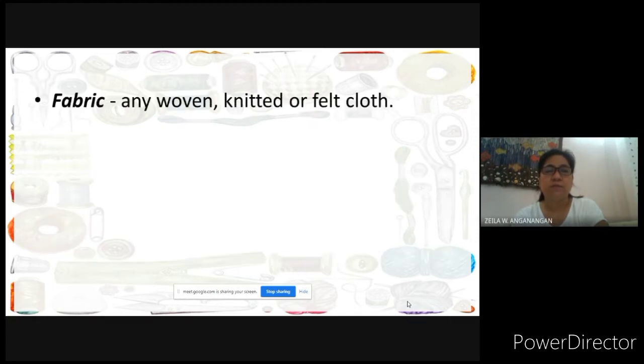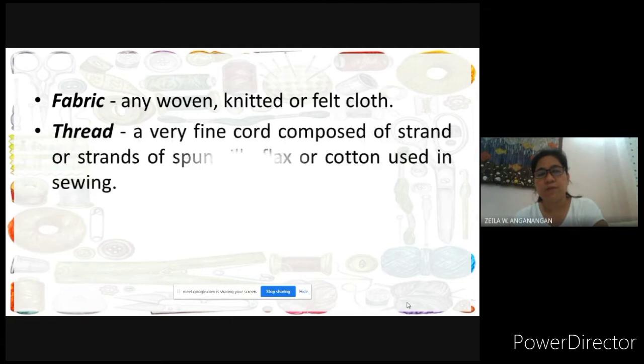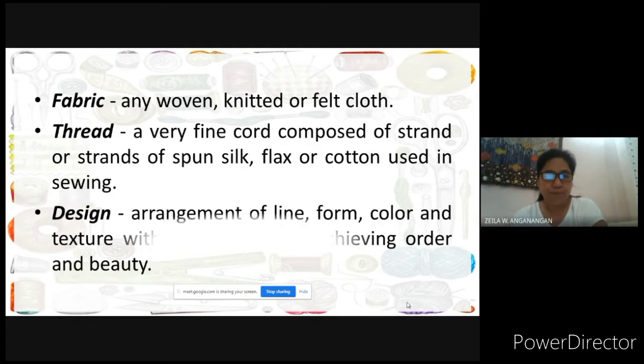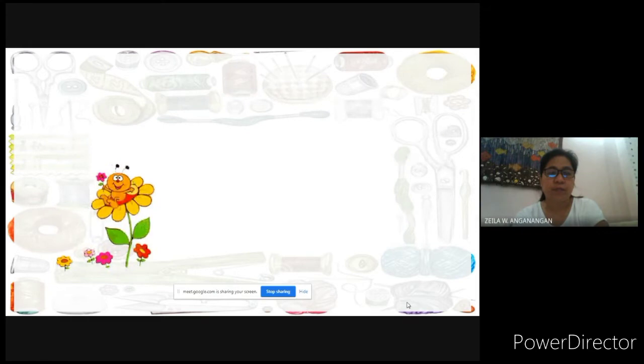Next we have the fabric, any woven, knitted or felt cloth. Next we have the thread, a very fine cord composed of strand or strands of spun silk, flax or cotton used in sewing. Design, arrangement of line, form, color, and texture with the purpose of achieving order and beauty.